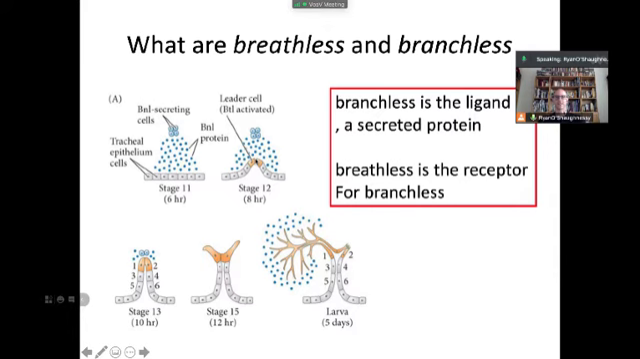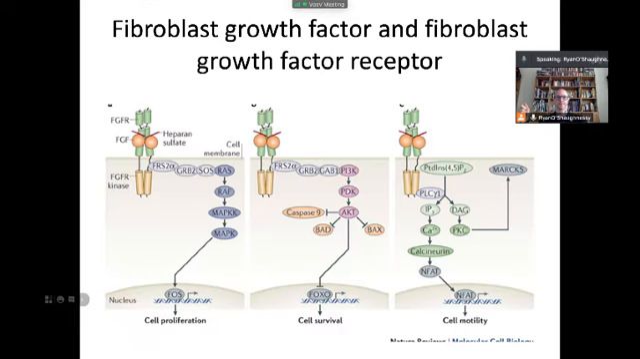Breathless is bound by branchless, and we can see this at any stage where we're requiring this extension and branching to occur. So we know that branchless is a ligand, and we know that breathless is a receptor. But what is the molecular mechanism of these? What are these proteins in actuality?